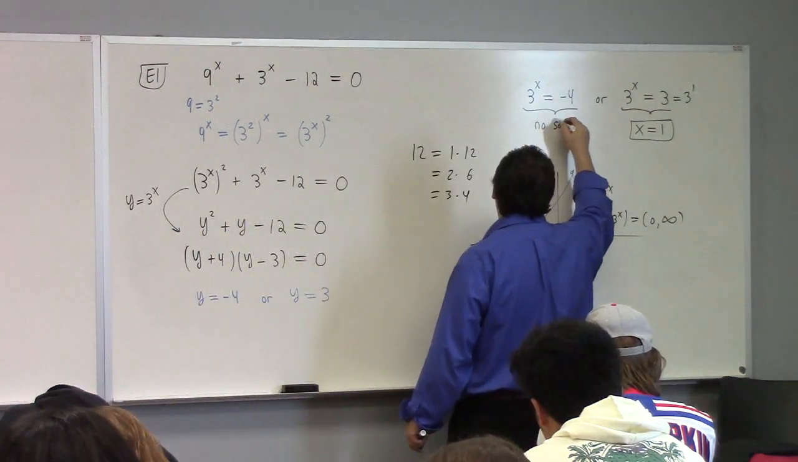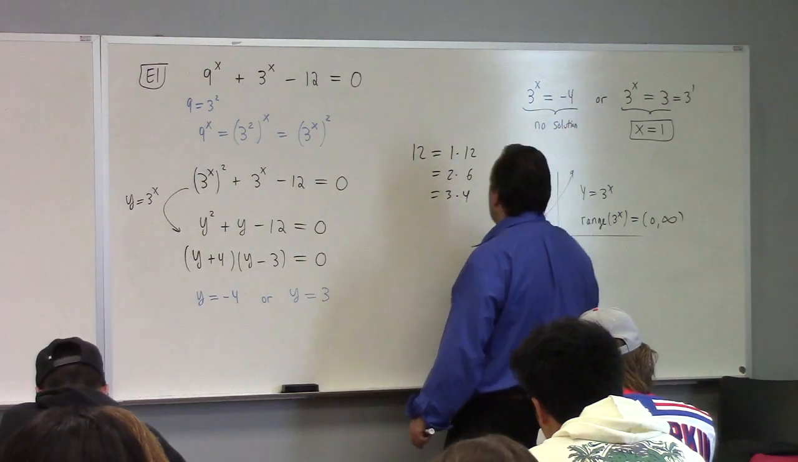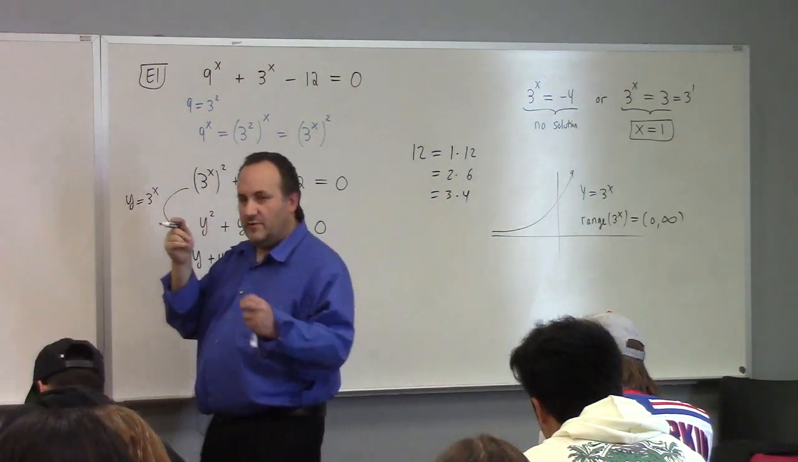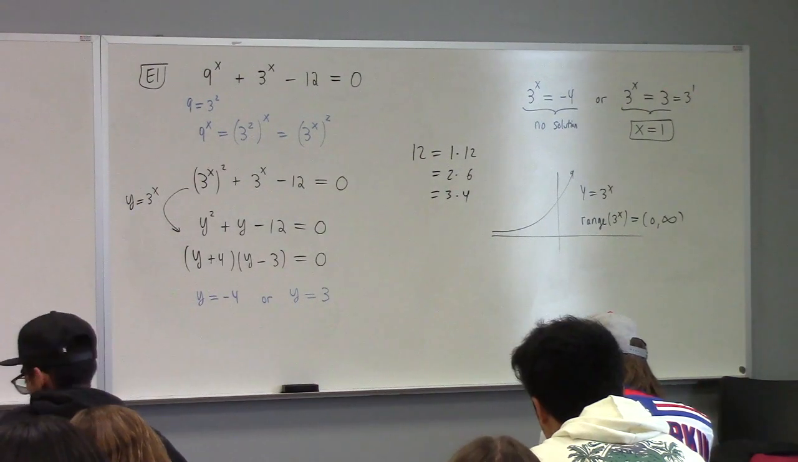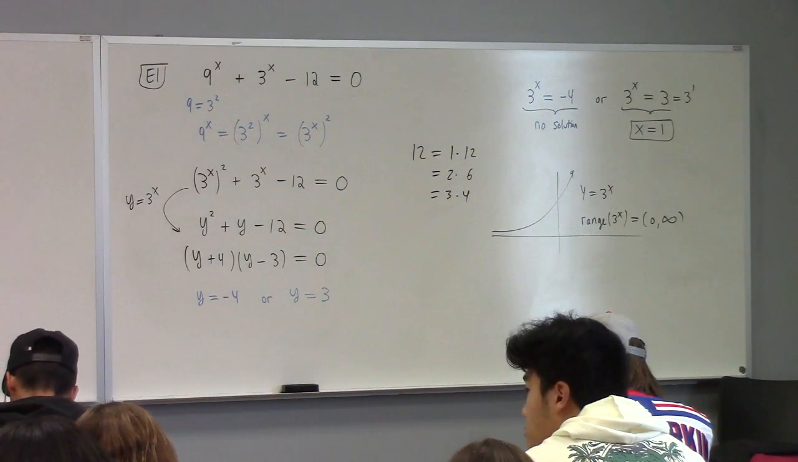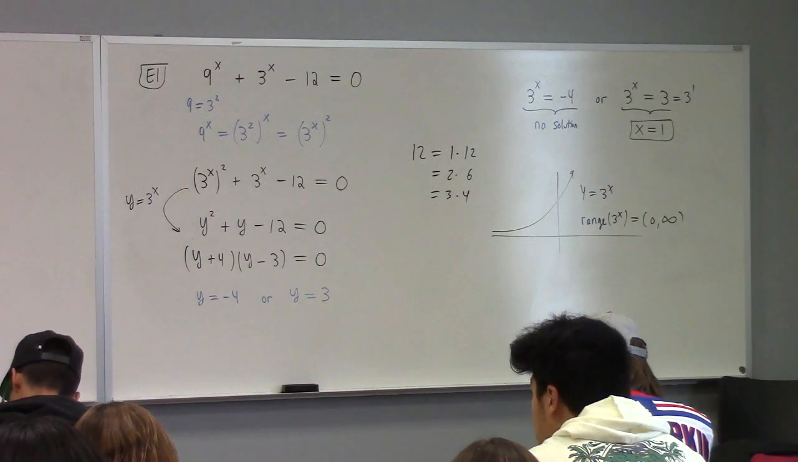Right? Oh, no solution there. So even though we get 2 values for y, only one of those actually produces a solution to our original problem. Does that make sense to you guys? Uh-huh. Okay.